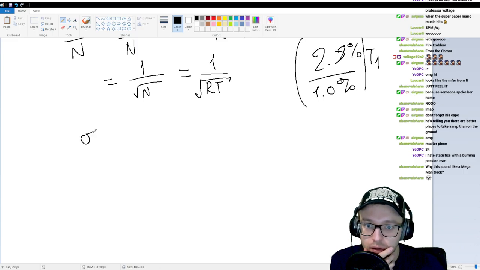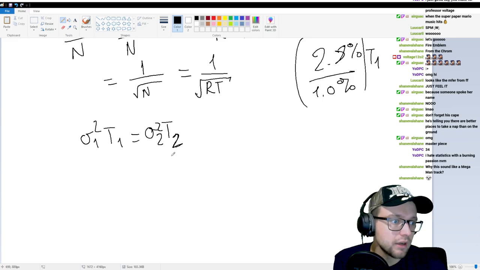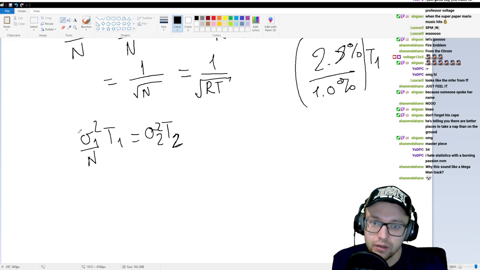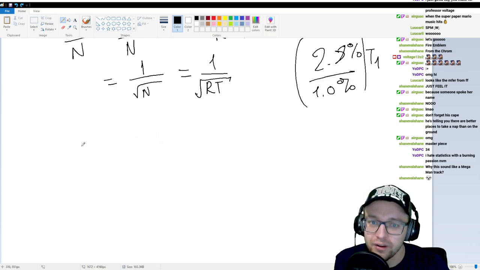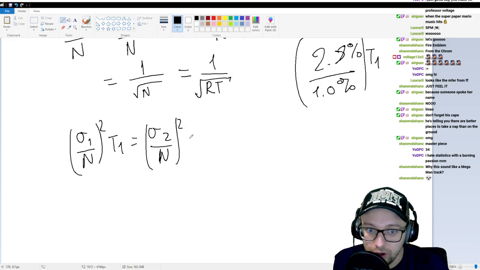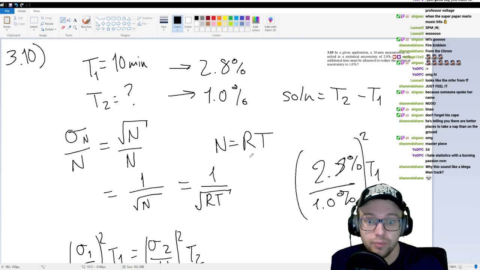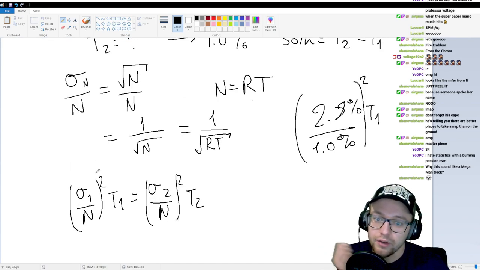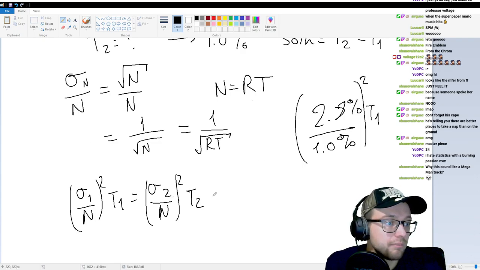It's going to be sigma 1 squared T1 equals sigma 2 squared T2, right? Excuse me, this should be over n. Let me just rewrite all this, so it's a little bit more understandable. It's going to be sigma 1 over n squared T1 is equal to sigma 2 over n squared T2. This is the definition of the error from counts, and that's given from the rate times the time. So we're just using the basic standard thing.